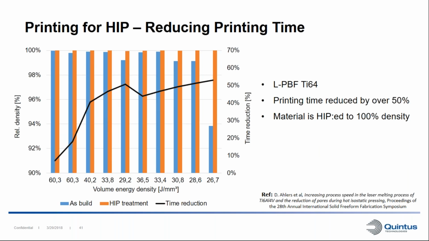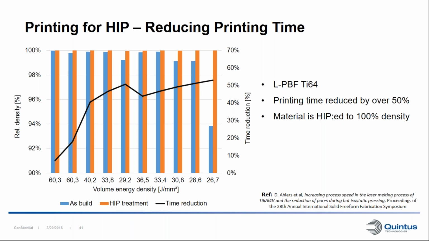Here I'm going to show some data taken from a paper written by Dominik Alers at the Paderborn University in Germany. So this shows how much time it's actually possible to save in the printing process by allowing a higher amount of porosity in the as print condition. On the vertical left axis, we can see the relative density. On the right axis here, we see the time reduction in the printing process. And on the x-axis, we can see the volume energy density in the printing process.